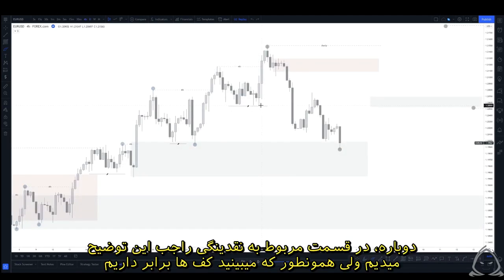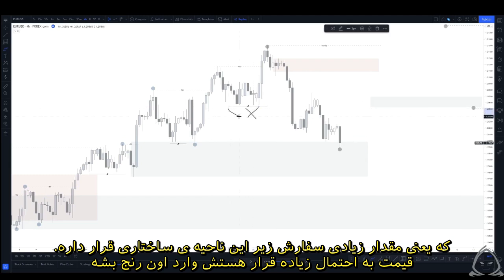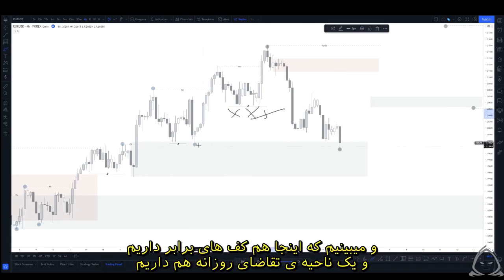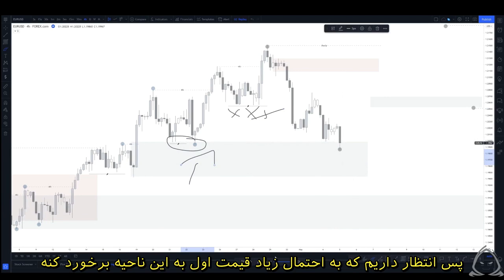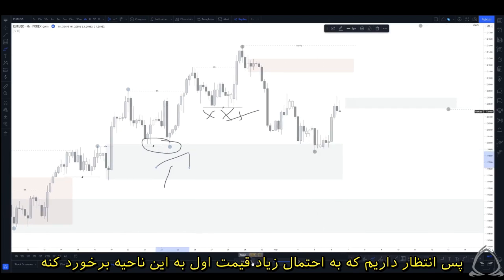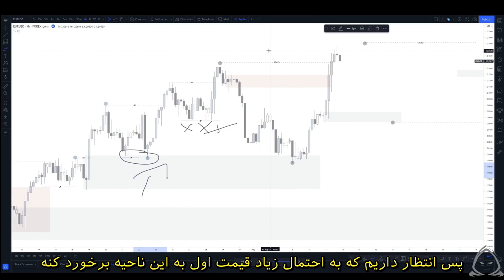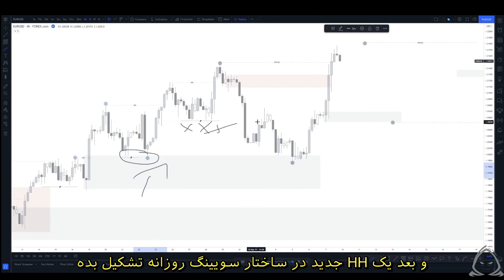Again, we'll touch on this more in the liquidity section, but as we can see, we have this collection of equal lows, which implies that there are multiple orders that rest below this structural point. Price is more than likely going to tap into that range. And what we can see is also we have more equal lows here, followed by a daily demand zone. So what we would expect is that price would more than likely tap into this spot before it runs to create a new higher high on the daily swing structure.